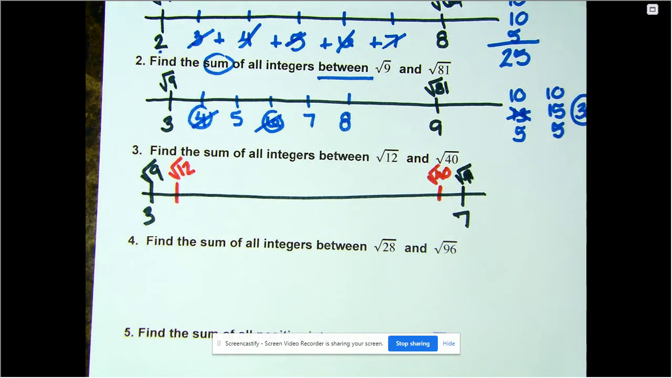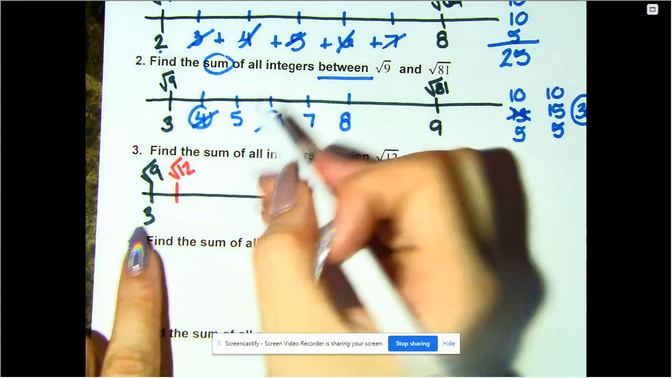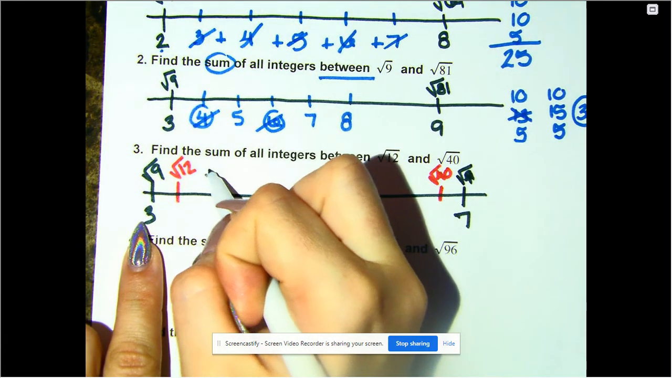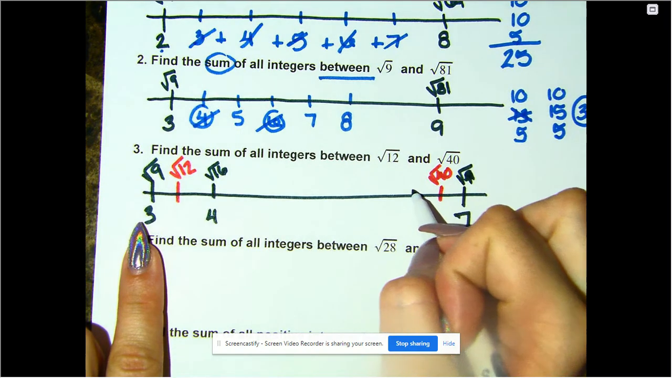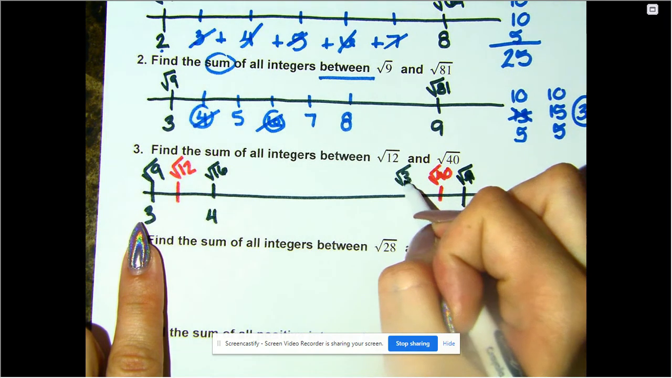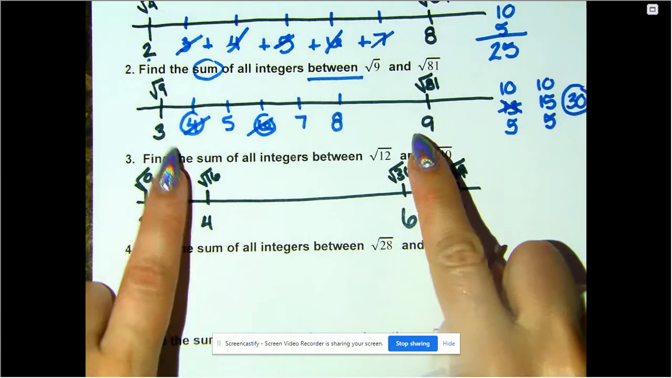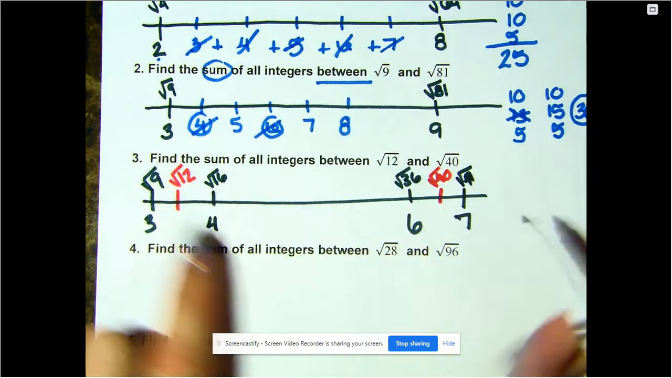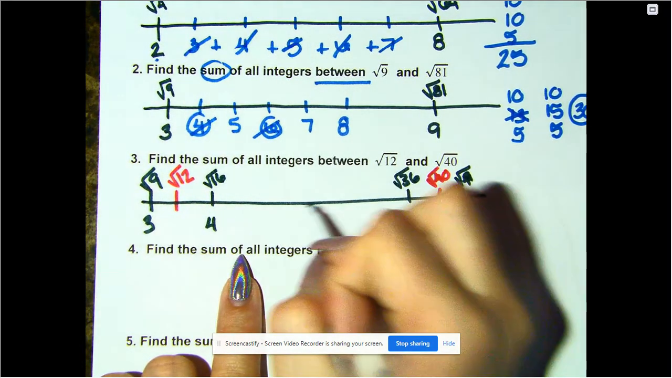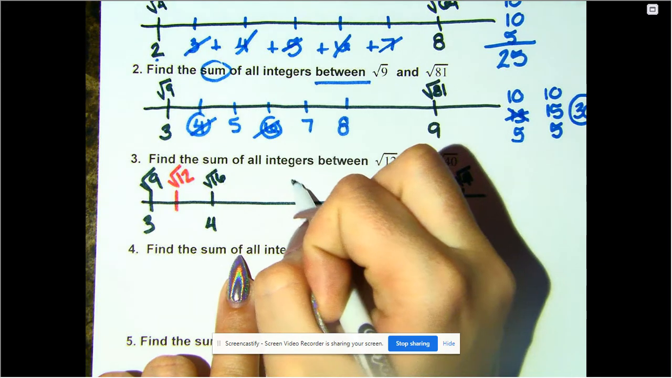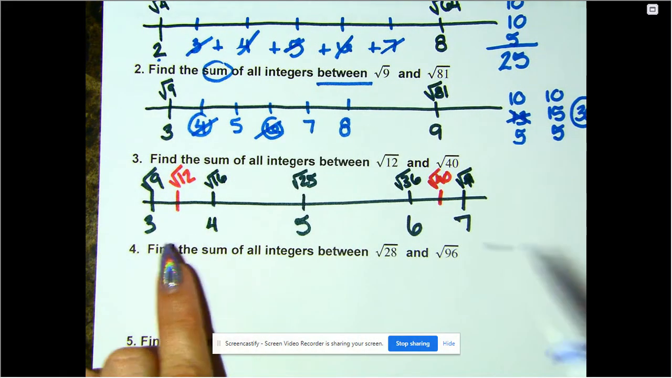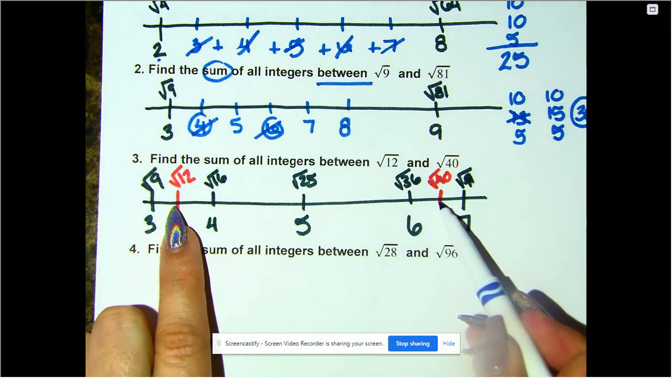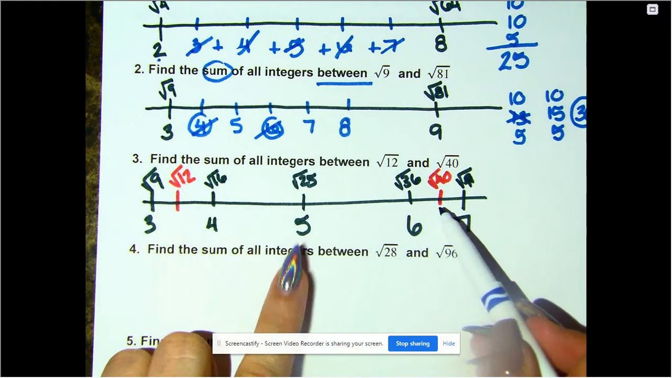Okay, and it did say the numbers between. So as you go through, the next perfect square was even the square root of 16, which we know is 4. The perfect square underneath here was the square root of 36, which we know is 6, which is how I got the numbers between by using my perfect squares. And then I guess I spaced it out too much, but in the middle here would be the square root of 25, which is 5. So your whole numbers between the square root of 12 and the square root of 40 are going to be 4, 5, and 6.